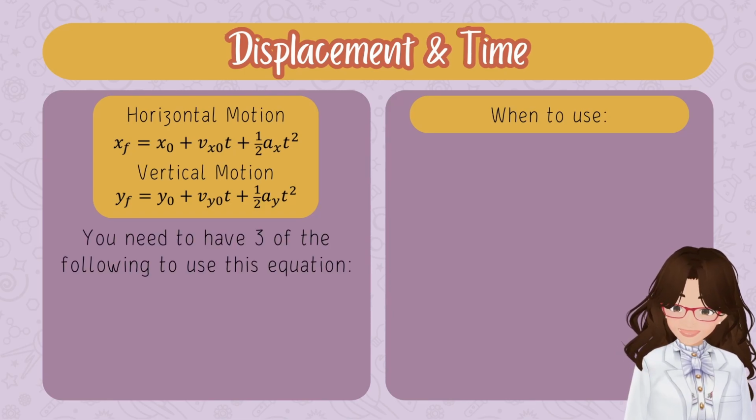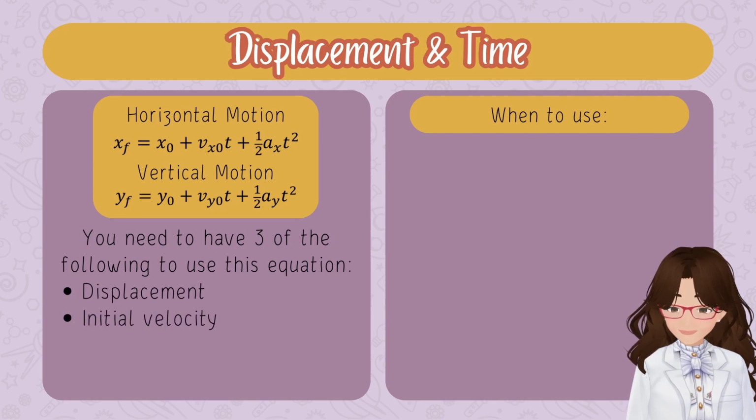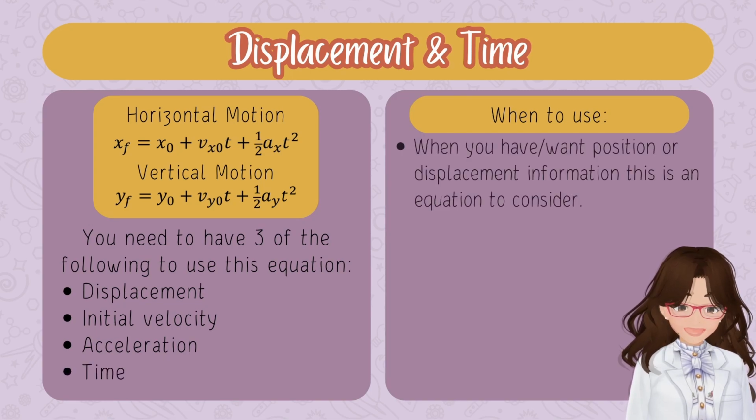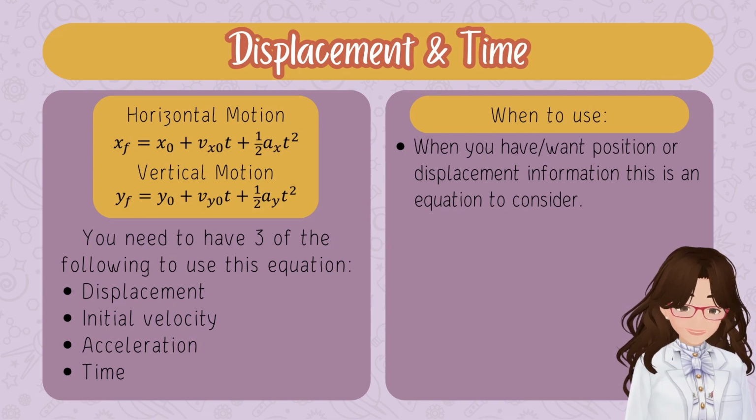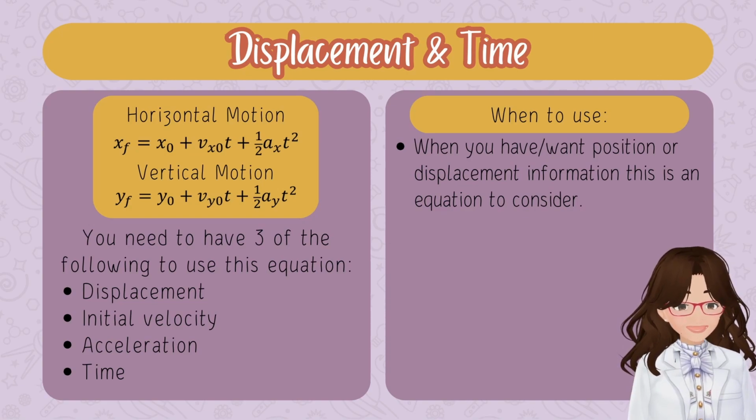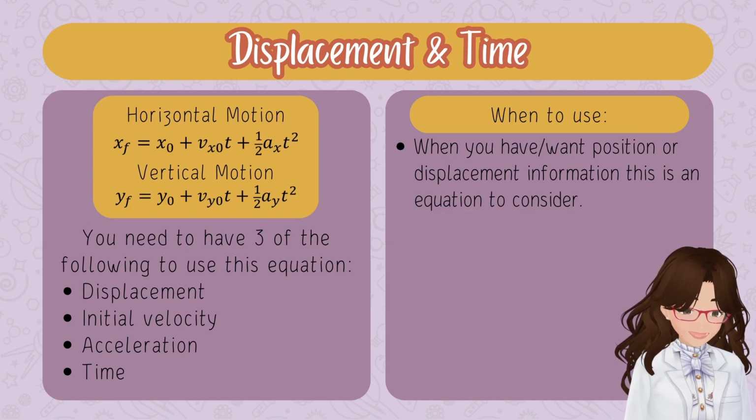In order to select this equation, you want to have three of the following things to use: either displacement or position values, initial velocity, acceleration, and time. My students often ask me, okay, I know what the equations are, but when do I select the specific one to use? The way that I've named them is based on what you should be looking for. If you have or want a specific portion of an object's position, or if you're solving for its displacement, this is an equation to consider.